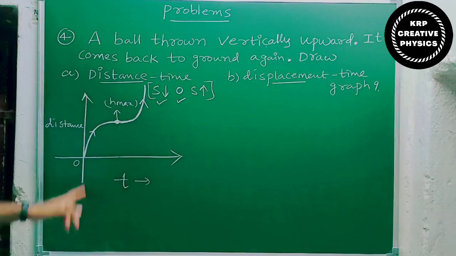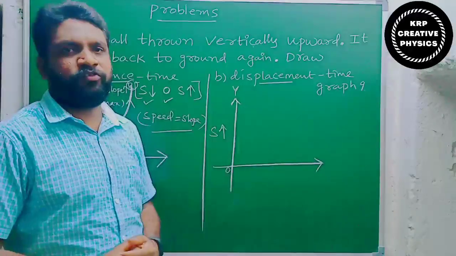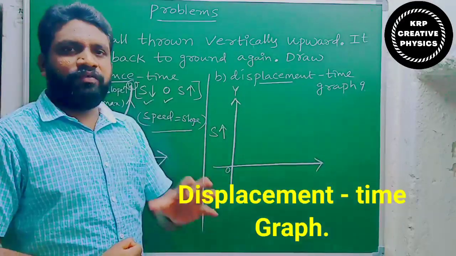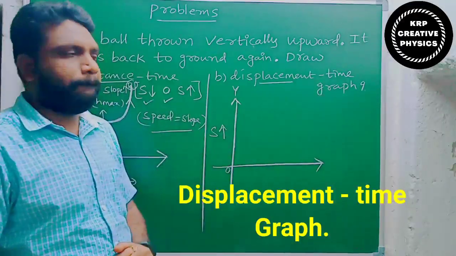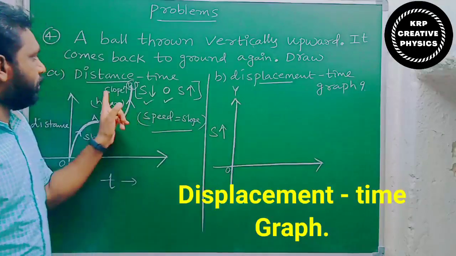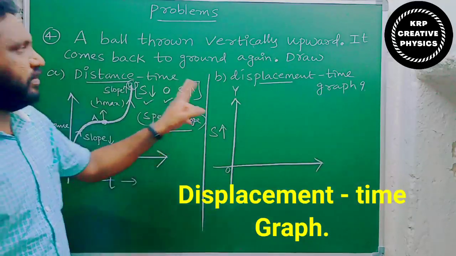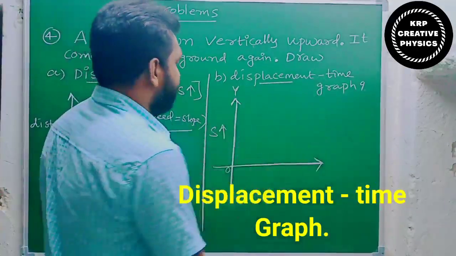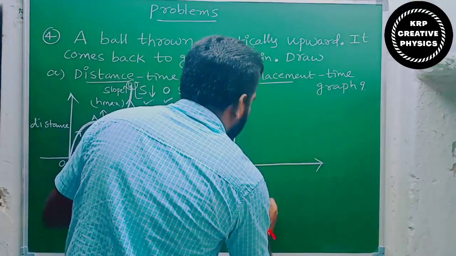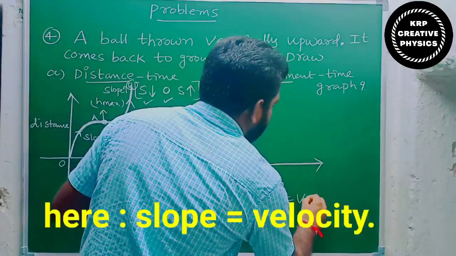According to the situation, this is the distance time graph. Okay friends, let's draw the displacement time graph. Here there is only one difference. It is very easy compared to this one. The slope of the distance time graph gives speed. In the same way, what does the slope of the displacement time graph give? Slope equals velocity here. That is the difference. Slope equals velocity.